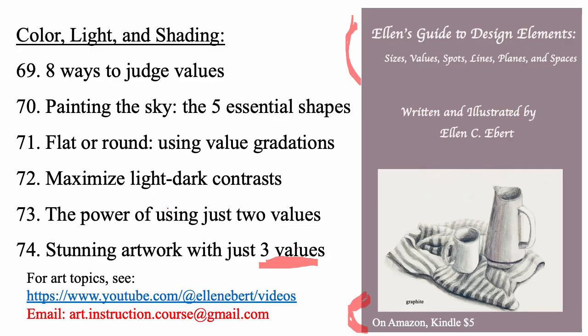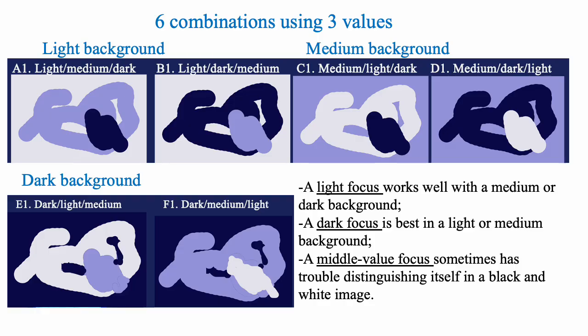Let's look now at the 6 combinations of value patterns when you have 3 values. There will be 2 with a light background, 2 with a medium background, and 2 with a dark background. With 3 values, the light and dark shapes should touch in some manner, so the smaller shape must either be inside the larger one or overlap it. And the focus should be where the dark and light values meet.